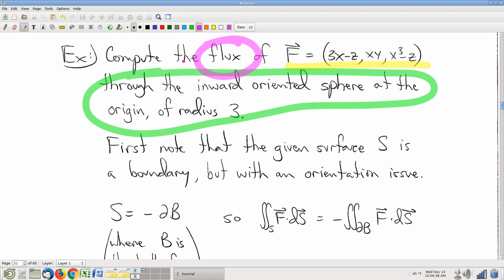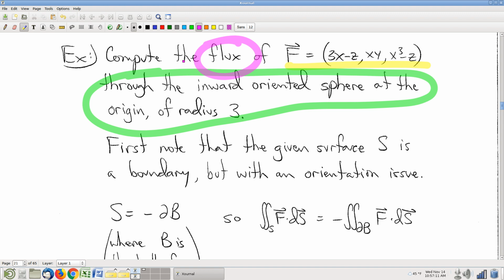Now, there's a brute force way to do this problem. The brute force way is to do what we did last time: parameterize the surface, xu, xv, take the cross product to get n, pull back the vector field, plug in, F dot n du dv. We have formulas for this, so you can brute force it. And it's going to be kind of annoying and tedious.